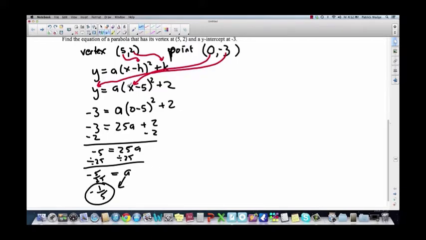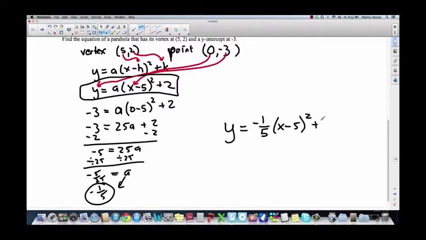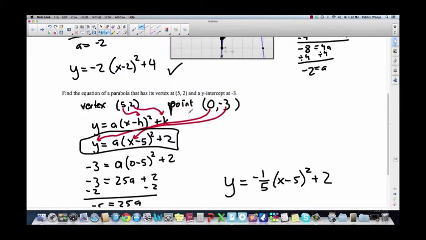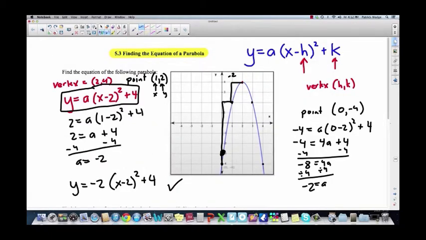Now, that's not the answer, though. We've got to go back up to here. Remember, we had everything except a. We're going to rewrite that, but this time, instead of a, we're going to write negative 1/5 times (x minus 5) squared plus 2. I do prefer fractions. It's easier to graph, and it's more exact. If you have an irrational number that doesn't have repeating decimals, it's more accurate. So if you can do fractions, that'd be great. And the a value is not going to be totally bizarre numbers. We'll just make sure it's somewhat easy to deal with fractions, I suppose.